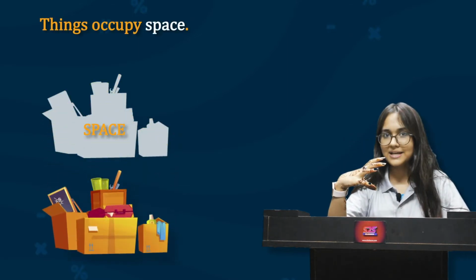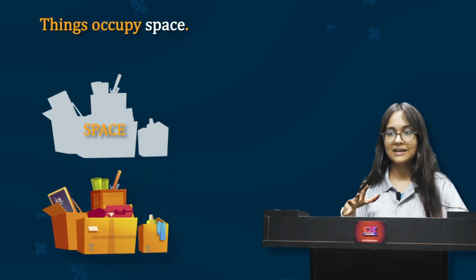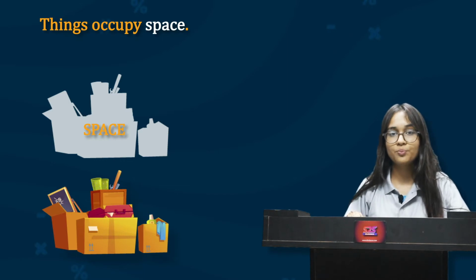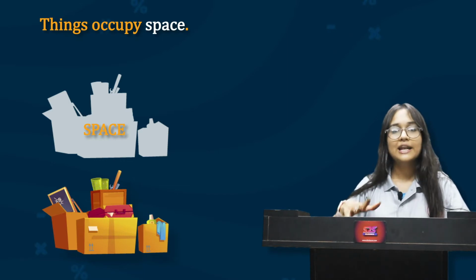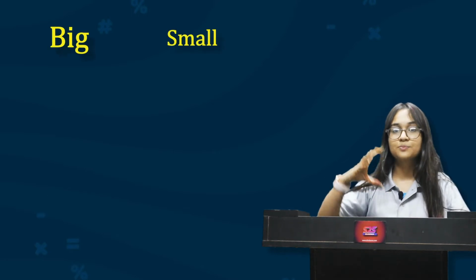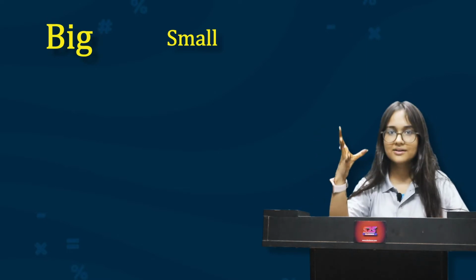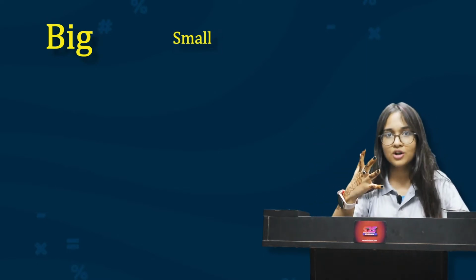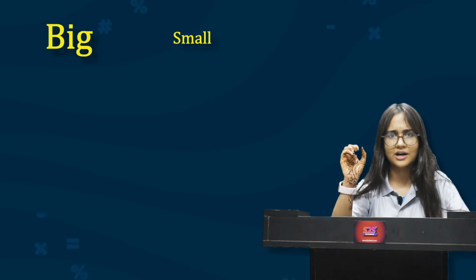So all of us know that things occupy space. Like if I'm standing here, I'm taking a space on the ground. That is, I'm occupying some space on the ground. Now we need to understand that some things are big while some are small. So basically जो चीज़ बड़ी होती है उसे हम big कहते हैं and the things which are small, जो छोटी होती हैं उन्हें small कहा जाता है.